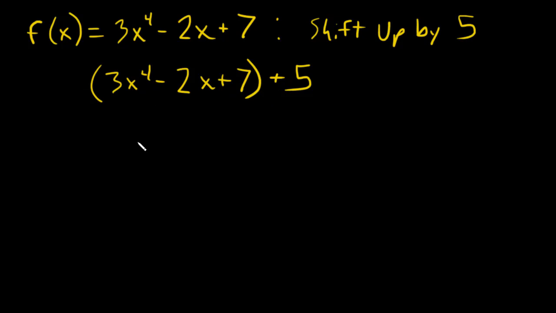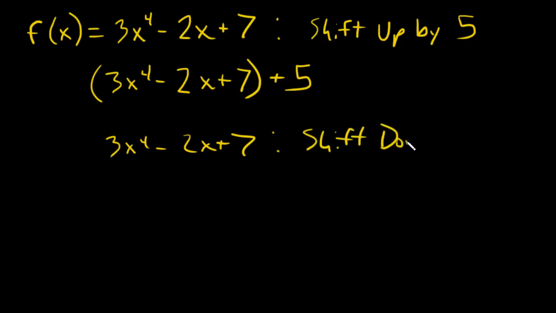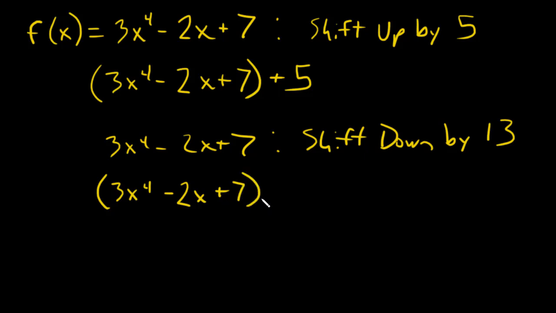Okay? Now, let's say instead I wanted to take this same function, 3x to the fourth minus 2x plus 7, and I want to shift it down by 13. How would I do that? Well, that would be the entire function as is, untouched. I like to put it in parentheses to really isolate and show what's going on. So that's my original function. If I want to shift it down by 13, I subtract 13. And that's it. That will shift it down by 13.